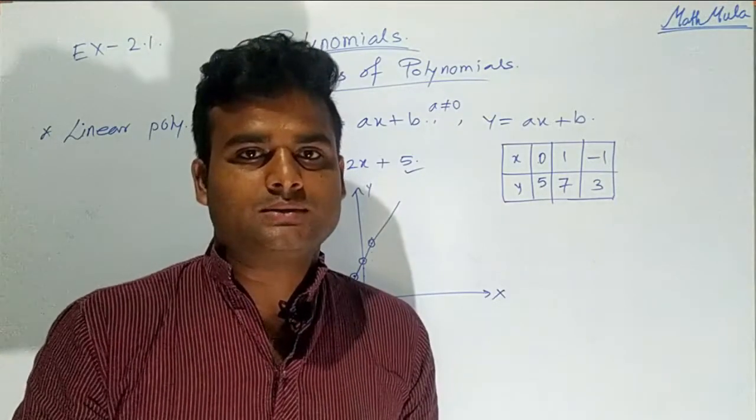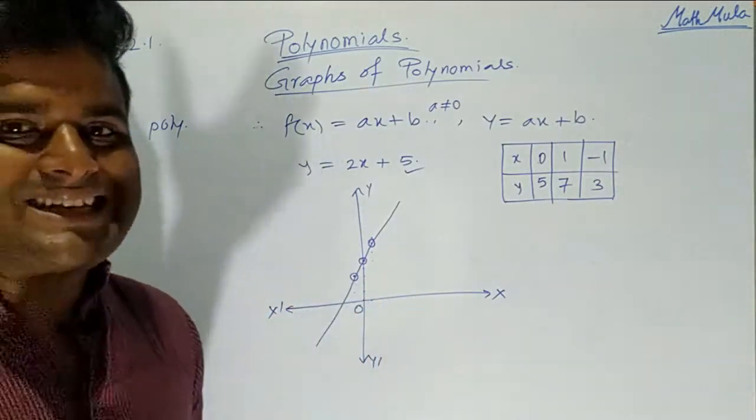For linear polynomials, the graph of the polynomial will always be a straight line.